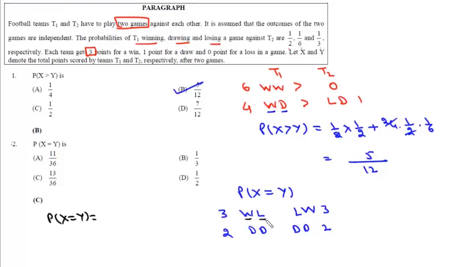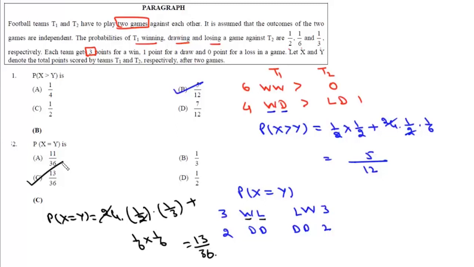a win and a loss. Now which one is a win? So it will be this 2C1, and probability of winning is 1 by 2 and probability of losing is 1 by 3, plus, now both draws, it is 1 by 6 into 1 by 6. Now this 2 and 2 will cancel. Now this is 36, 12 plus 1, 13. So this value will be 13 by 36, and that's your option C.